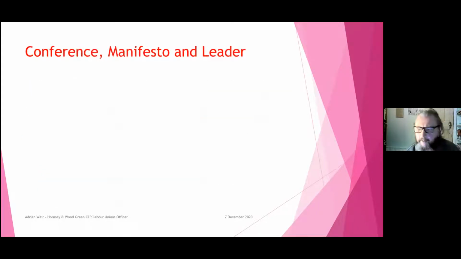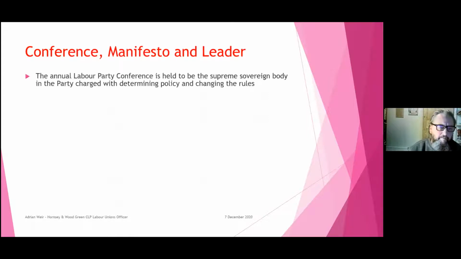And lastly, I think probably the big picture operation that many of you will be familiar with or want to know about, which is the party conference and how the manifesto is drawn up. How do we draw up the manifesto that we fight the election on, and the election of the leader. Well, the annual conference is, as it says here on the slide, held to be the supreme sovereign body of the party, charged with not only determining policy, but devising and changing the rules of the party.